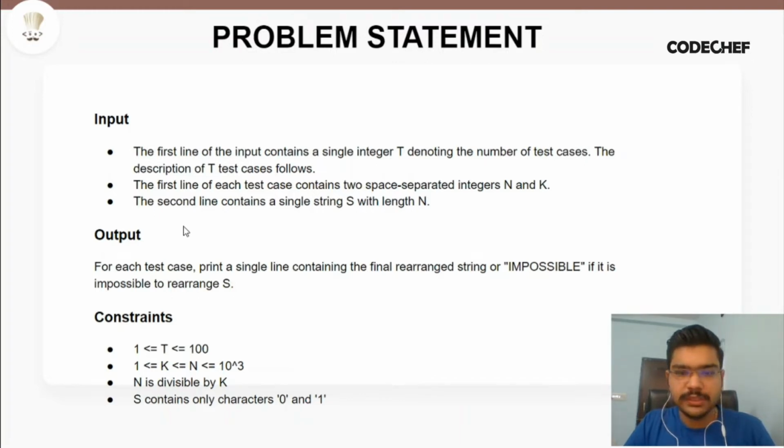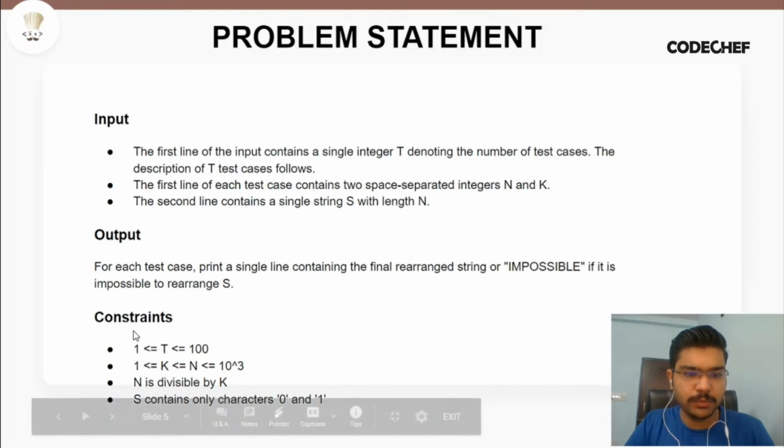The output is that if it is possible to rearrange the string according to the given condition mentioned in the problem, then we need to print the lexicographically smallest string. Otherwise, we need to print impossible. Right? So if the string is not possible according to the given conditions described in the problem statement, we'll print impossible. Otherwise, we'll print the lexicographically smallest string. So what are the constraints of the problem?